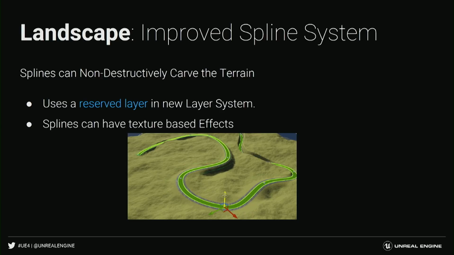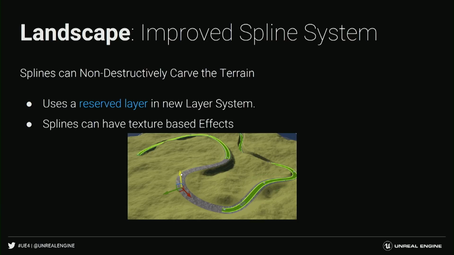So I mentioned spline systems. We also have an improved spline system now that works with the layer system. And the big change here is that the splines can non-destructively carve the terrain. And that means that as you move them around, as soon as you let go of the mouse, they will carve out the terrain with whatever settings they have. And so here I'm just moving around a couple points, but also adjusting some settings like the falloff and blending of the edges. So you can change things like the width of the blend at each point.